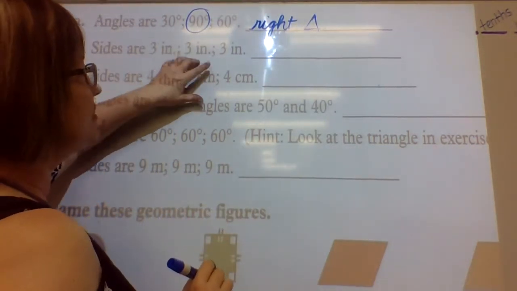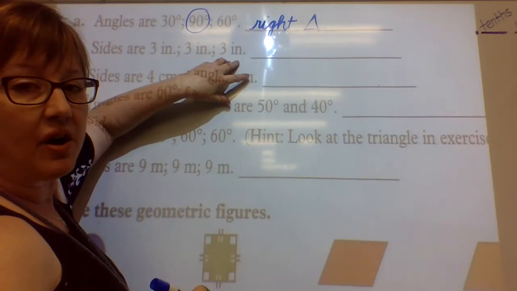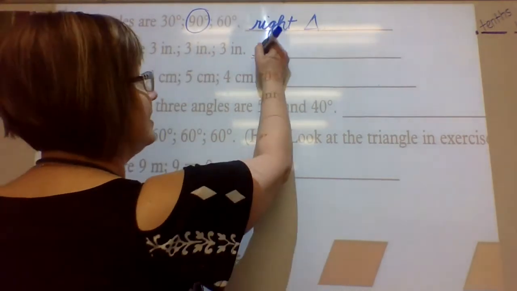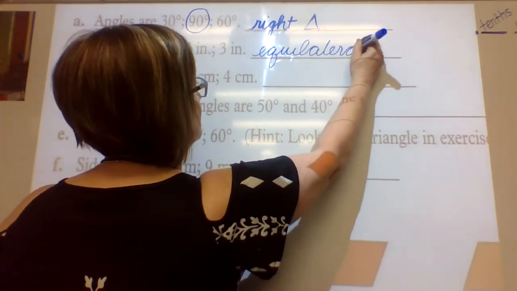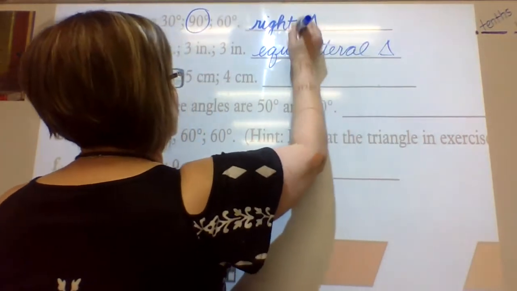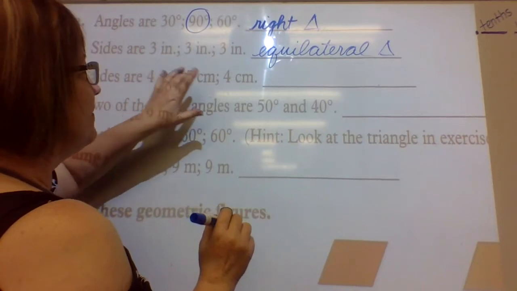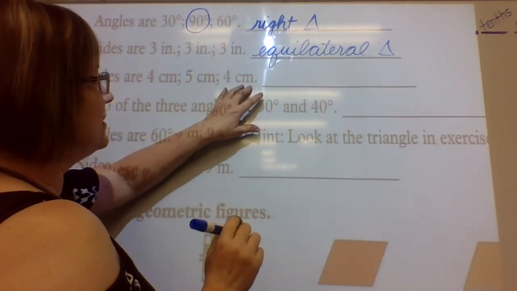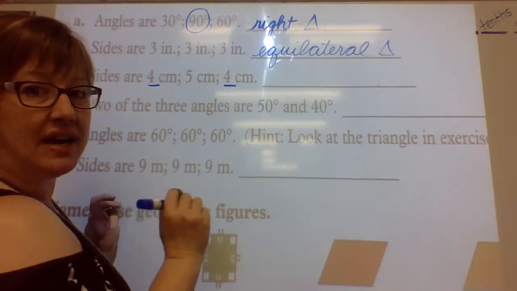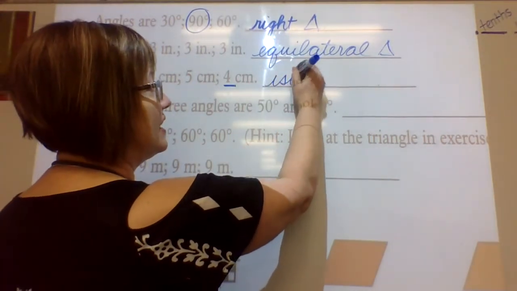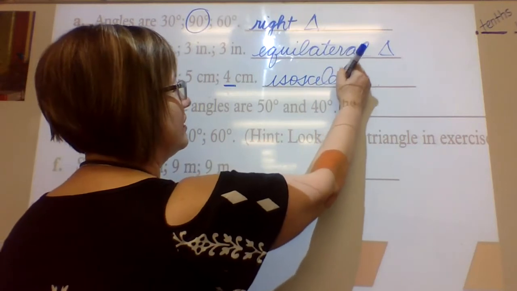Sides are 3, 3, and 3. So if all three sides are the same, it's an equilateral triangle. Okay, sides are 4, 5, and 4. Okay, so there's two congruent ones. They're the same size. That makes it an isosceles triangle.